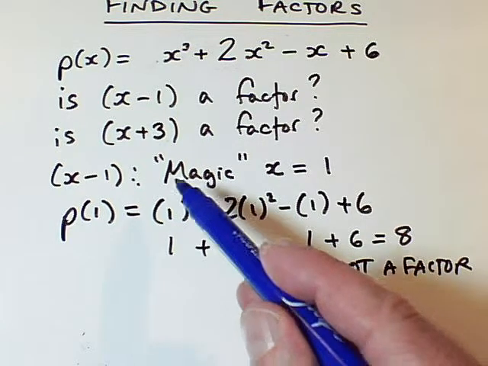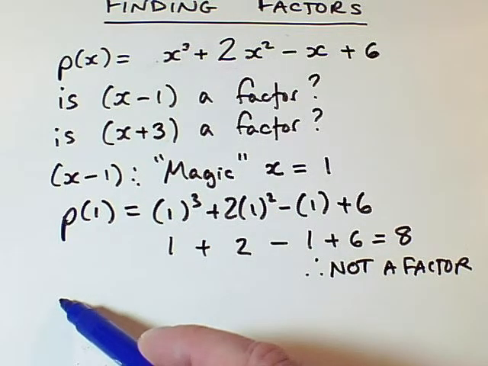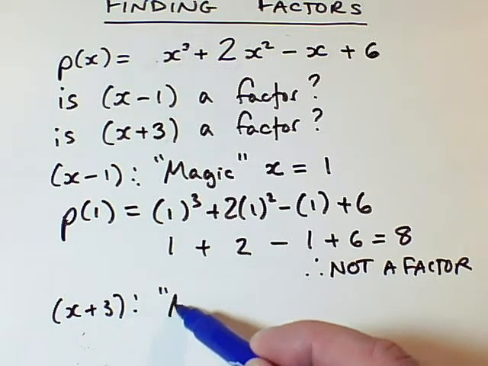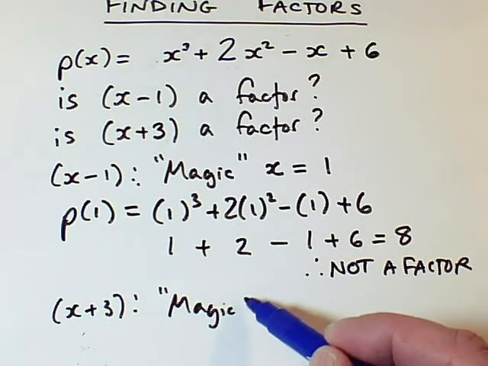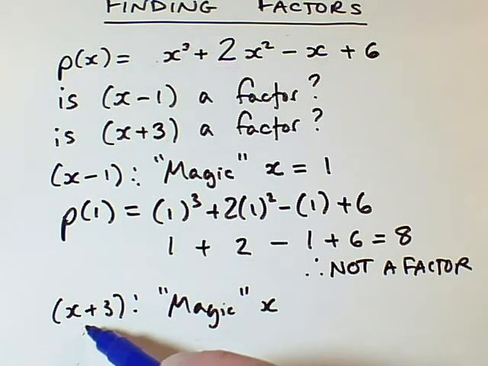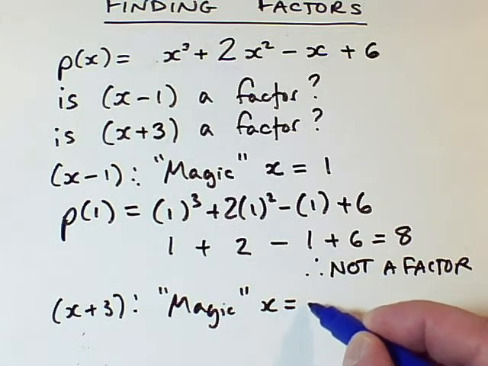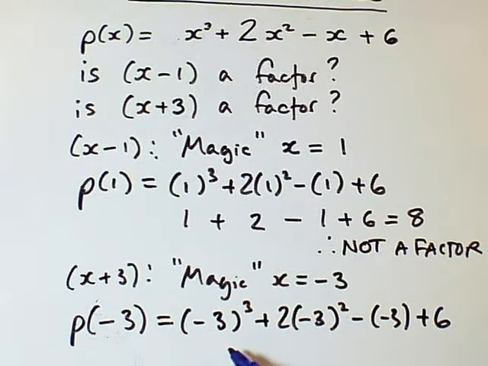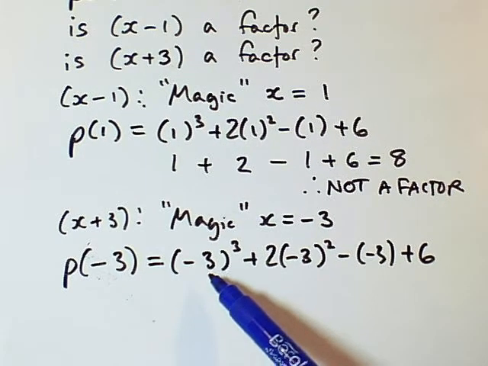Okay, I'm given another one to look at, x plus 3. So for x plus 3, the first thing I have to do is decide the magic x. Well, the magic x is the one that makes the bracket equal 0. So for x plus 3 to equal 0, x will have to equal negative 3. So I'm going to look at P operating on minus 3. So I'm going to sub it in. Here we go, and now we've got to work each of these ones out.